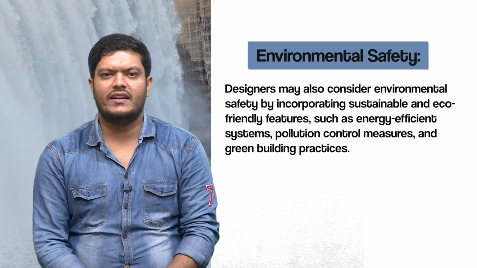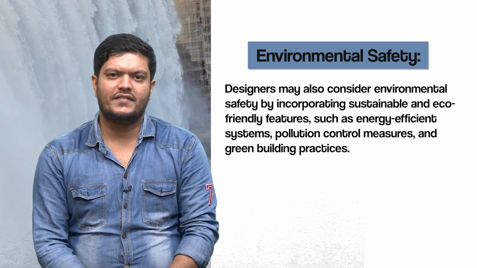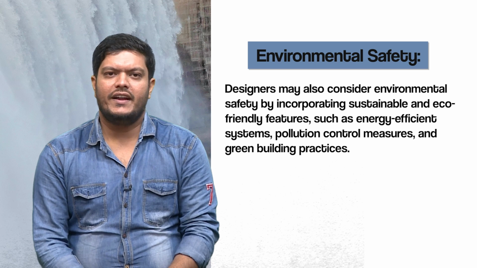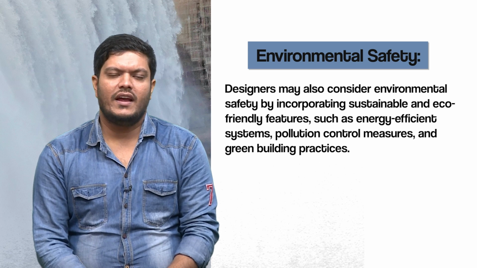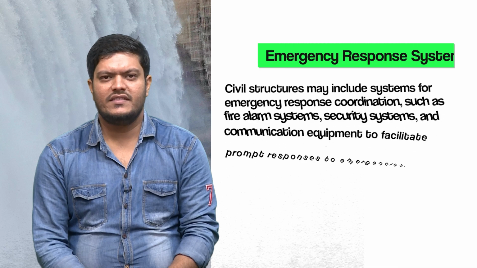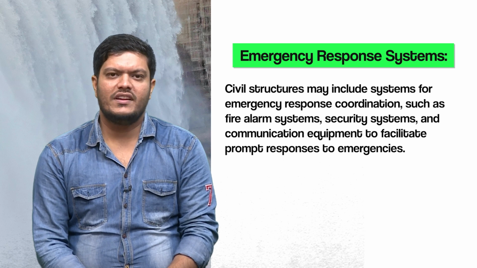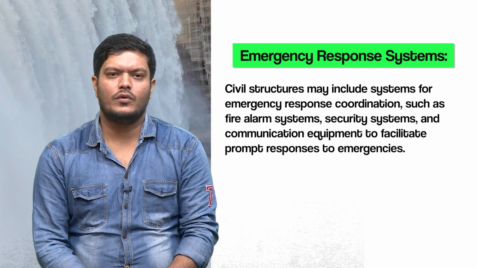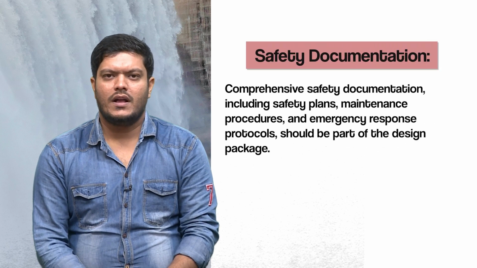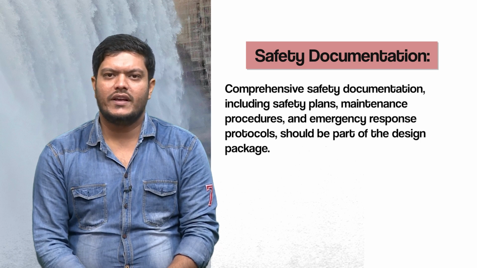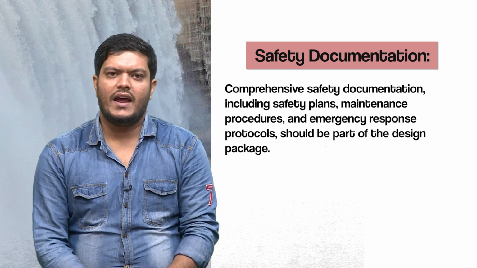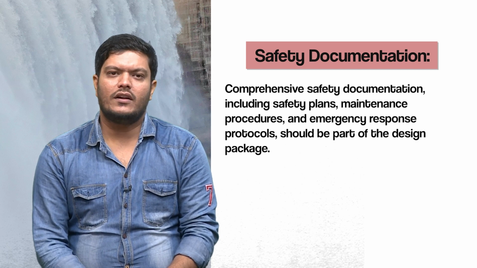Environmental safety. Designers may also consider environmental safety by incorporating sustainable and eco-friendly features such as energy efficient systems, pollution control measures and green building practices. Emergency response systems. Civil structures may include systems for emergency response coordination such as fire alarm systems, security systems and communication equipment to facilitate prompt responses to emergencies. Safety documentation. Comprehensive safety documentation including safety plans, maintenance procedures and emergency response protocols should be part of the design package.